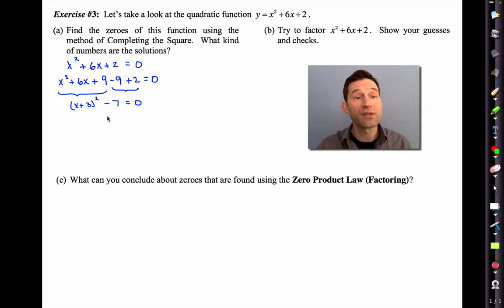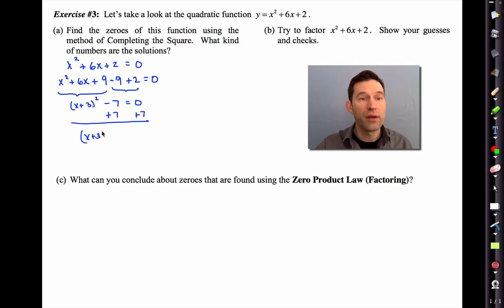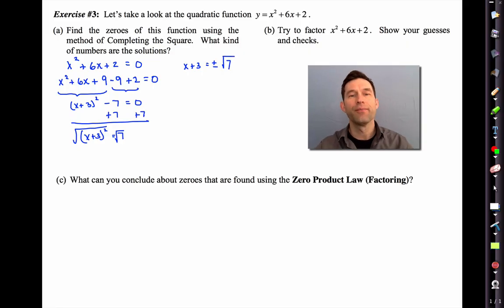All right, now we can solve this by just undoing our order of operations. I'm going to add 7 to both sides. I'll get x plus 3, quantity squared equals 7. I'll take the square root of both sides, write my answer up here. X plus 3 is plus or minus square root of 7. Now let's pause for a second.